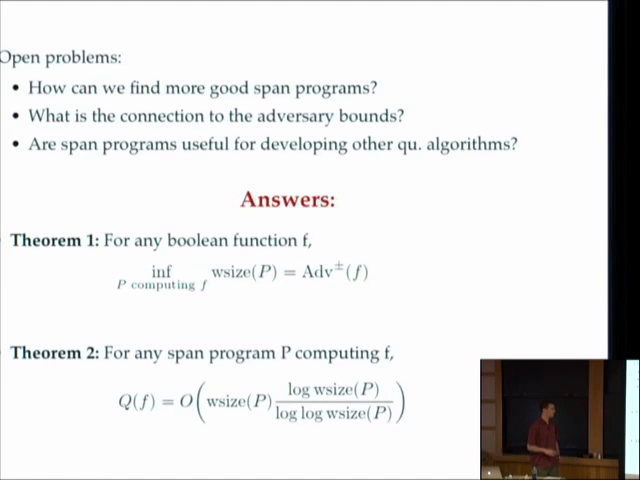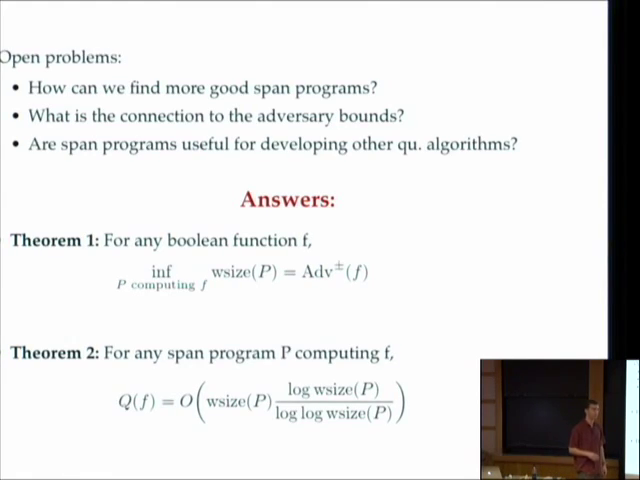So I'm going to show that the quantum query complexity is almost equal to the witness size up to a slightly sublogarithmic factor. And so this says that indeed span programs are useful for developing other quantum algorithms, not just formulas. So if you find a good span program for an asymptotically large function, you still get a good quantum algorithm for evaluating that function.